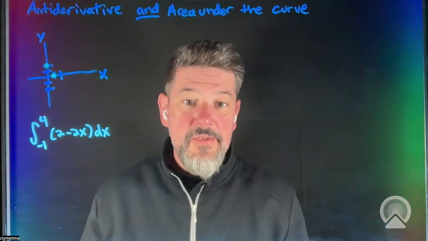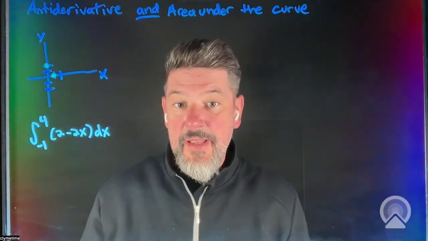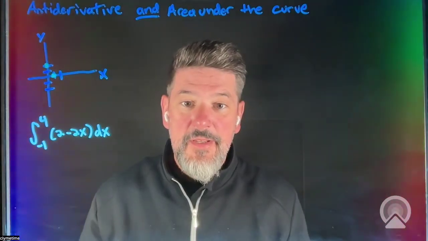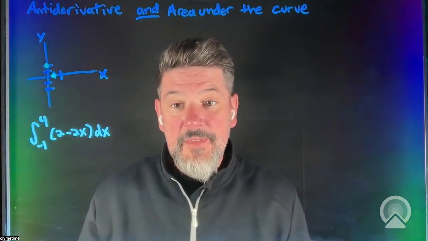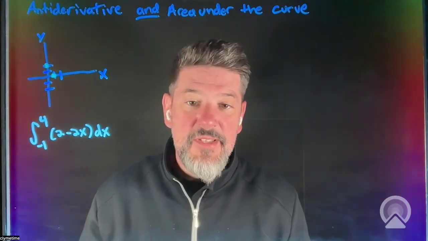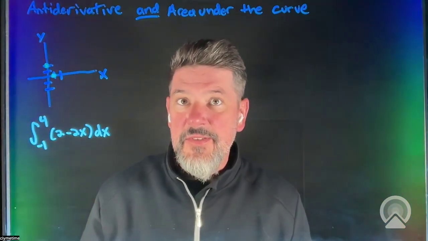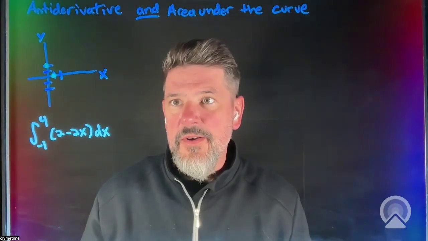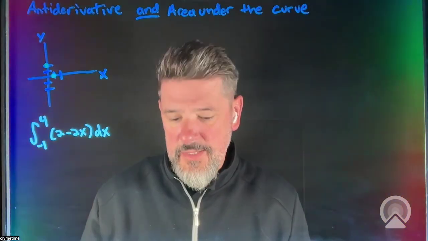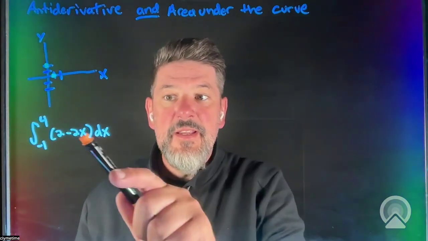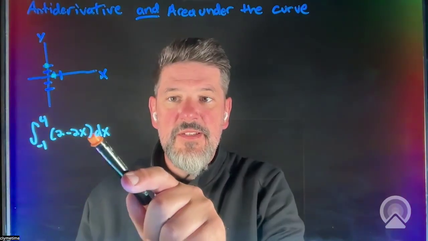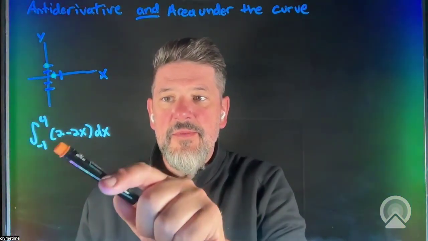We have learned that the integral is the antiderivative and the area underneath the curve. So this is climb time. And in this video, we're going to look at a specific example of the antiderivative being equal to the area underneath the curve. All right, so the specific example I'm going to look at is the integral of 2 minus 2x dx from -1 to 4.